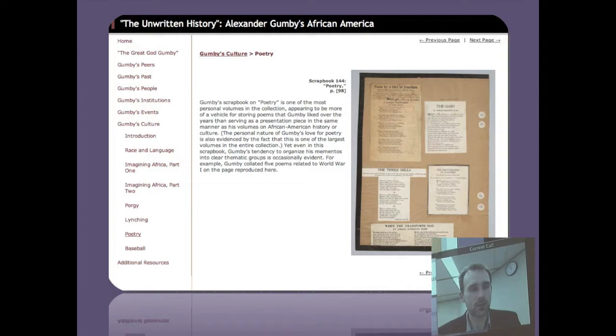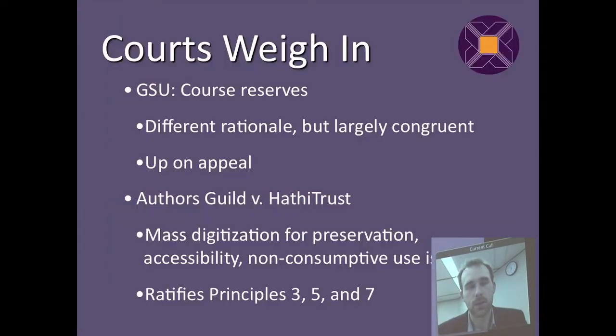My time is running short, so let me skip ahead and talk about, now let's go to slide 43. So there are six other principles that I didn't get to talk about in detail, but as I said, they're in the book. They're fairly straightforward, but they will also need your attention as you apply them. But I want to talk a little bit about the courts. Again, the Georgia State case had a different rationale than the code, right? But largely her holdings were congruent with the code.